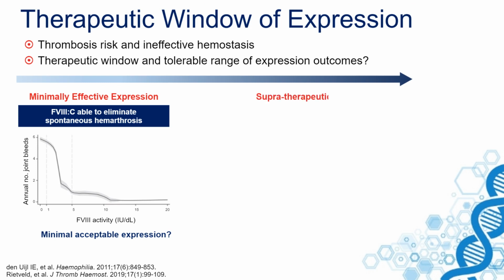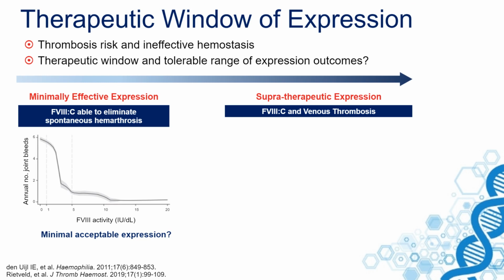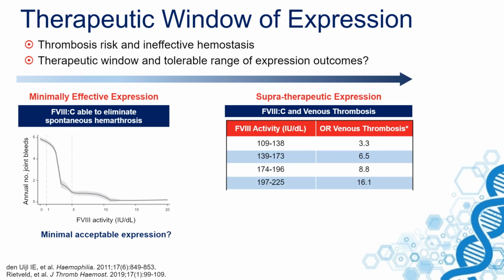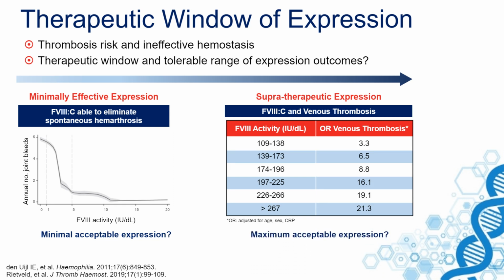And then at the supratherapeutic end, in multiple epidemiological studies, it's been demonstrated that elevated factor VIII activity is an independent risk factor for venous thrombosis. This graph looks at factor VIII activity relative to the odds ratio of venous thrombosis. What this would suggest is that supratherapeutic factor VIII expression that's sustained would not be desirable, given concerns around prothrombotic risk related to elevated factor VIII levels.